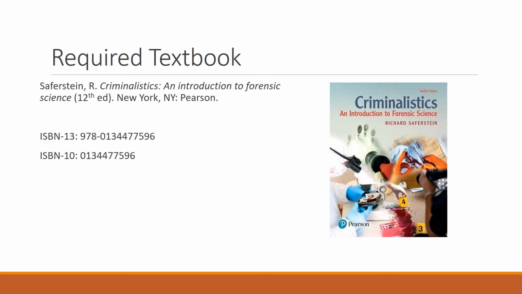Go ahead and get the textbook if you already have it. The required textbook is Criminalistics: An Introduction to Forensic Science by Richard Saperstein. Please make sure you get the 12th edition because we are going to, from time to time, be doing questions out of this textbook. The ISBN numbers are located here. You can get it used if you want. You can get a digital one or a hardback one. You don't need any additional labs or resources, just the textbook.